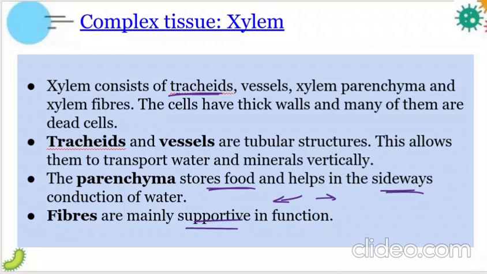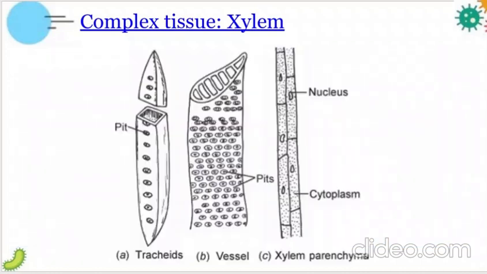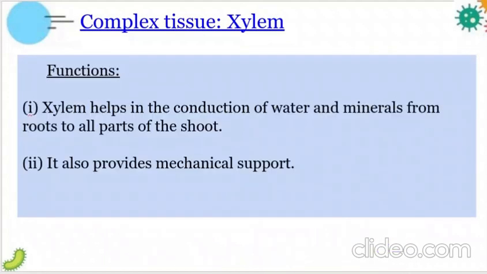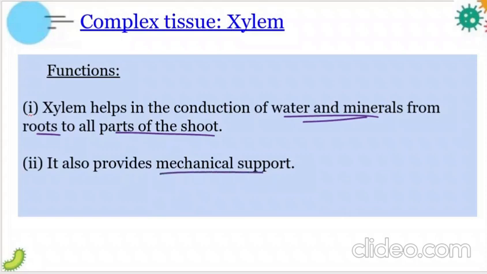Now, remember that parenchyma is the only living part. If you see the structure, xylem parenchyma is the only living component, and all the others are dead: tracheids, vessels, and the fibers. What are the functions? Xylem helps in the conduction of water and minerals from roots to all parts of the shoot system, the aerial part, and it also provides mechanical support.